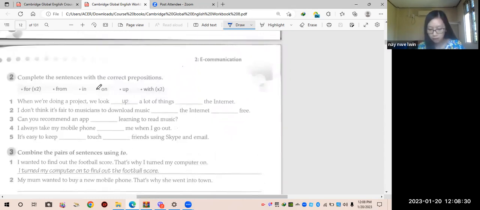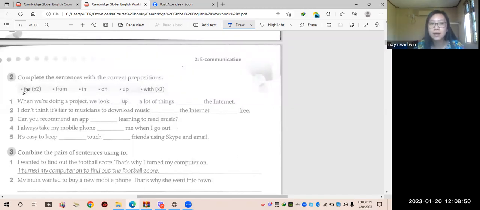which is about the prepositions, right? So let's do number 2. Complete the sentences with the correct preposition. So you can use for, into, to, me. You can use for like twice, and from, in, on, at, or with. You can use with twice. So let's read out the sentence and we'll complete this right away.